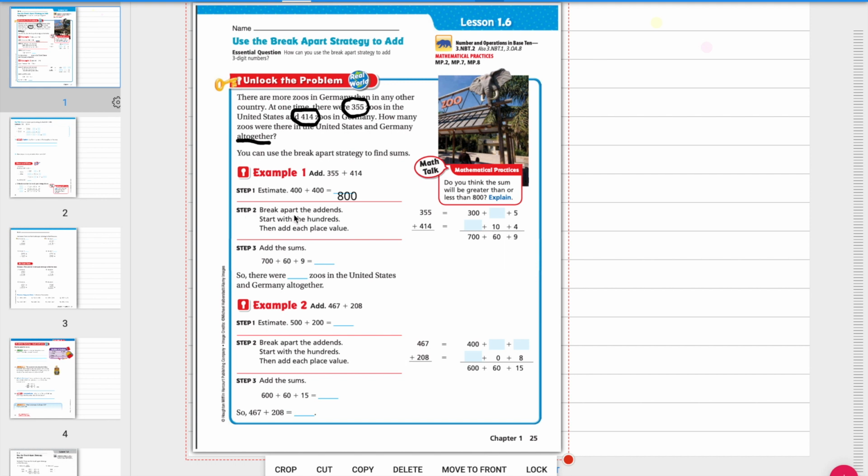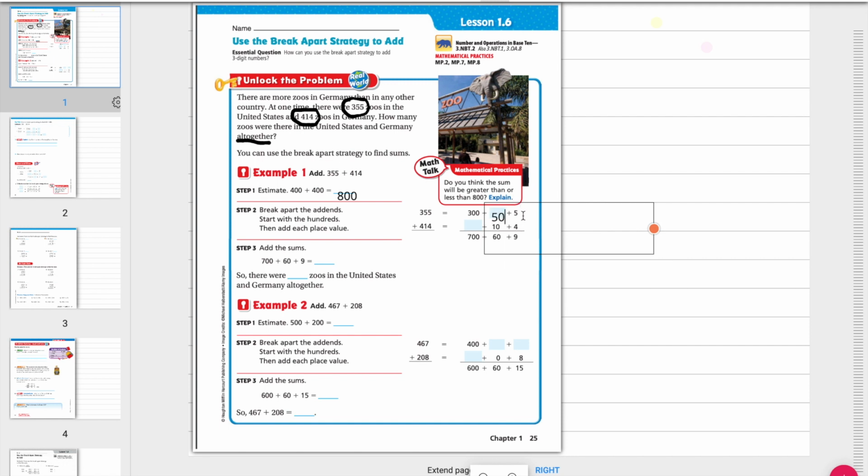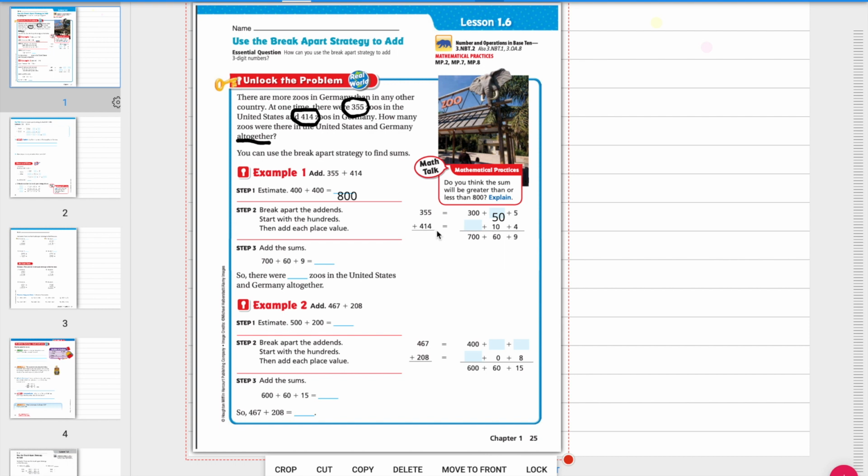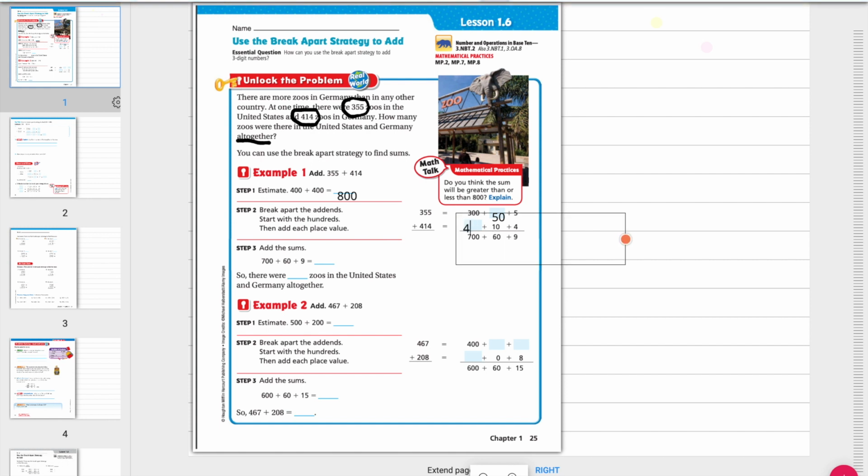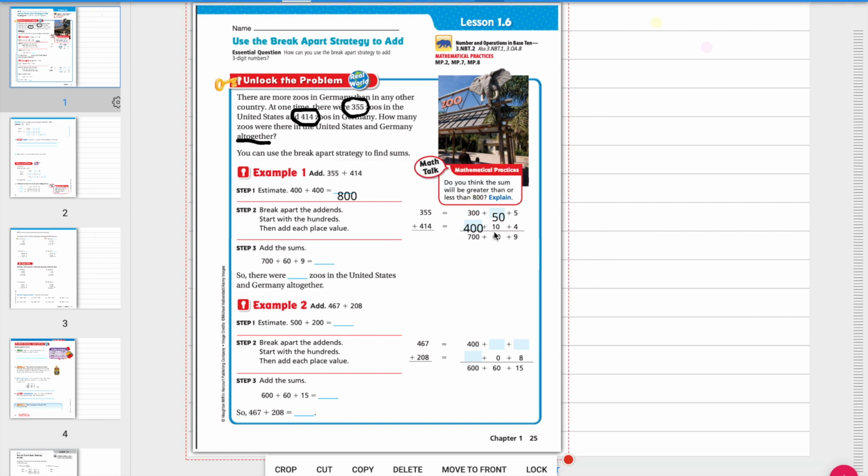Now step 2, we're going to break apart the addends, and the addends are just the numbers we're adding together. So 355 is one of the addends, and 414 is the other addend in our 2 addend addition problem. So we'll break them apart, start with the hundreds, and then add each place value. So we'll break 355 into 300 plus 50 and plus 5. Now if we have the 414, we'll break the 400 off. And it's kind of like we're pulling them apart like an accordion. So 400 plus the 10 plus 4.